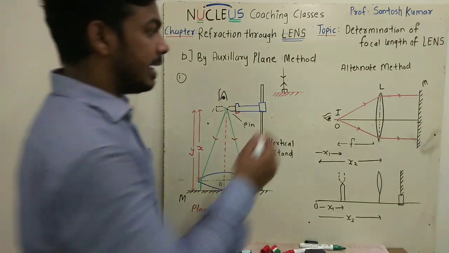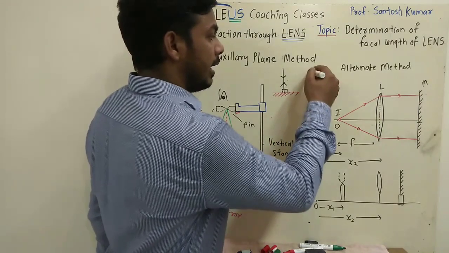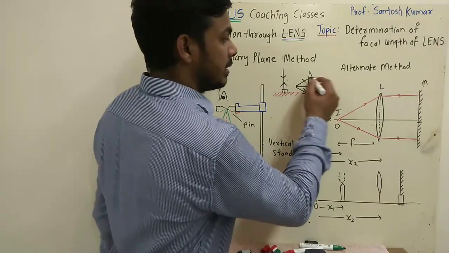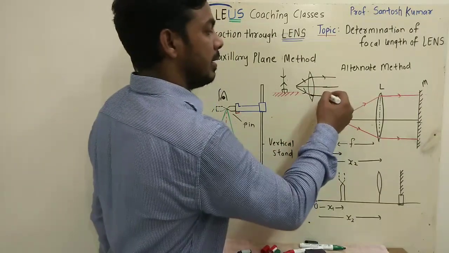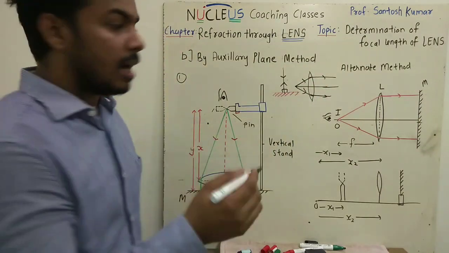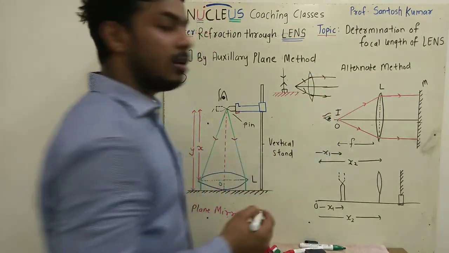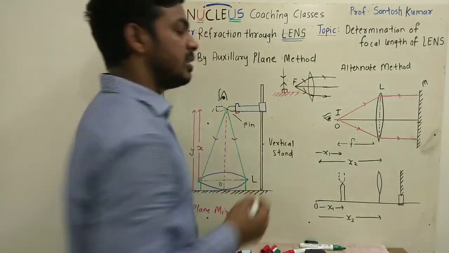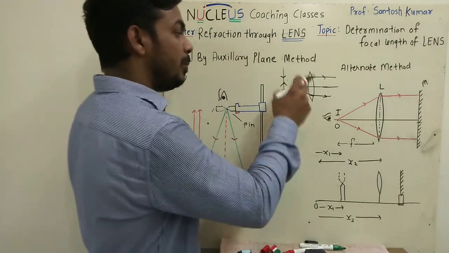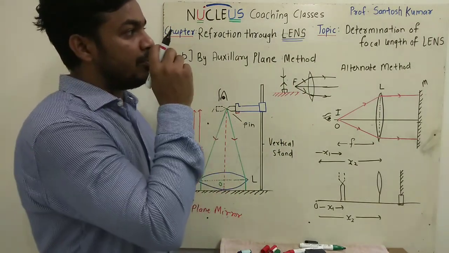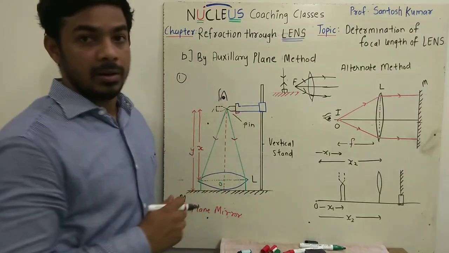That means if a ray of light after reflection retraces its path, then definitely it is incident perpendicular on the plane mirror. Second, if a ray of light after refraction through a convex lens travels parallel to the principal axis, that means from a certain point the ray was coming and after refraction the rays are traveling parallel to the principal axis, then definitely these rays are coming from the principal focus. These two basic principles you need to remember to determine the focal length of a lens by the auxiliary plane method.